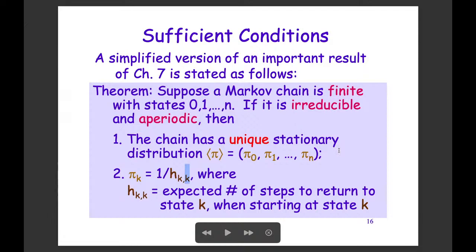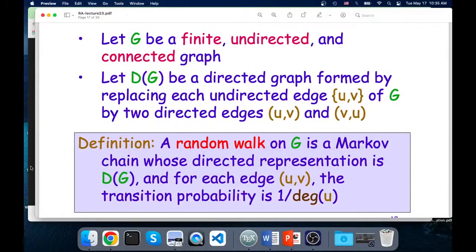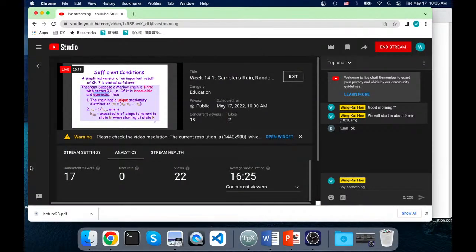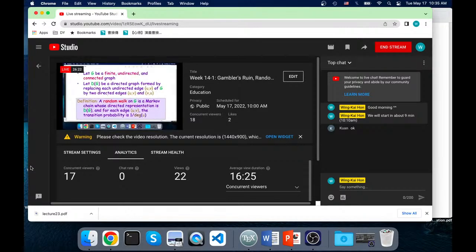Okay, so this is the result that we will be using when we talk about random walks. But basically, this is the important part. As long as it is finite, irreducible, and aperiodic, then the Markov chain must have a stationary distribution, and it is unique. So let me double check if you are all okay so far. Okay, I don't see any questions, so let me continue.